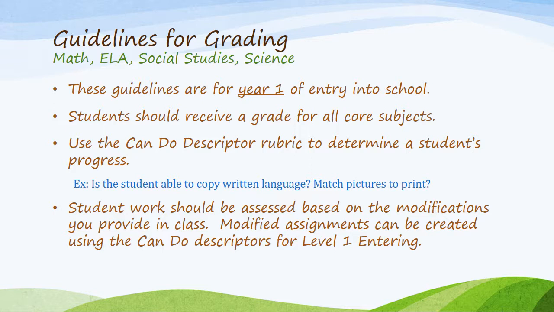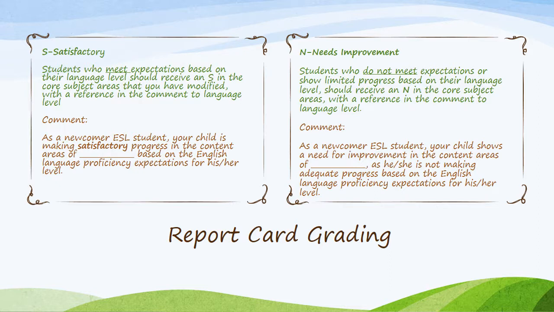All student work should be assessed based on the modifications you're providing in class. These modified assignments help you form your grade and can be created using those can-do descriptors we talked about for the level 1 students. These are the grading guidelines we'd like to use on the report card for newcomer ELL students. Your newcomer ELLs are going to receive 1 of 2 grades, an S for satisfactory progress and an N indicating that they still need more improvement.